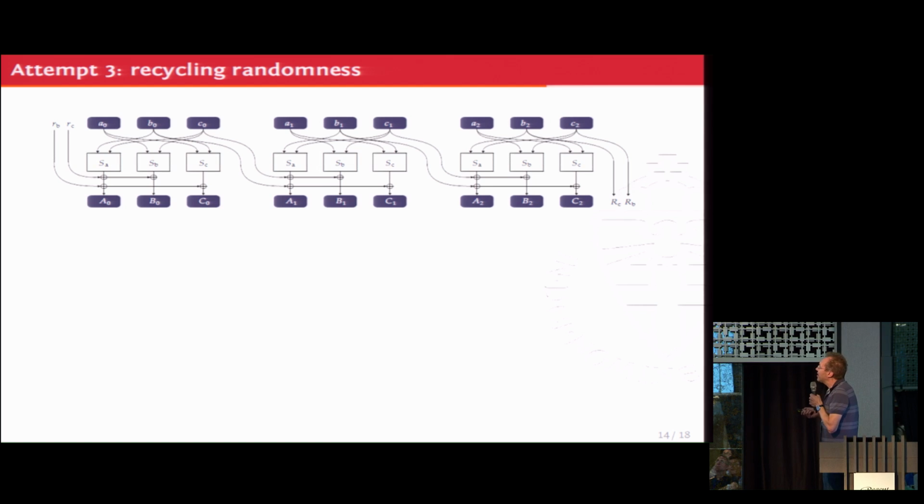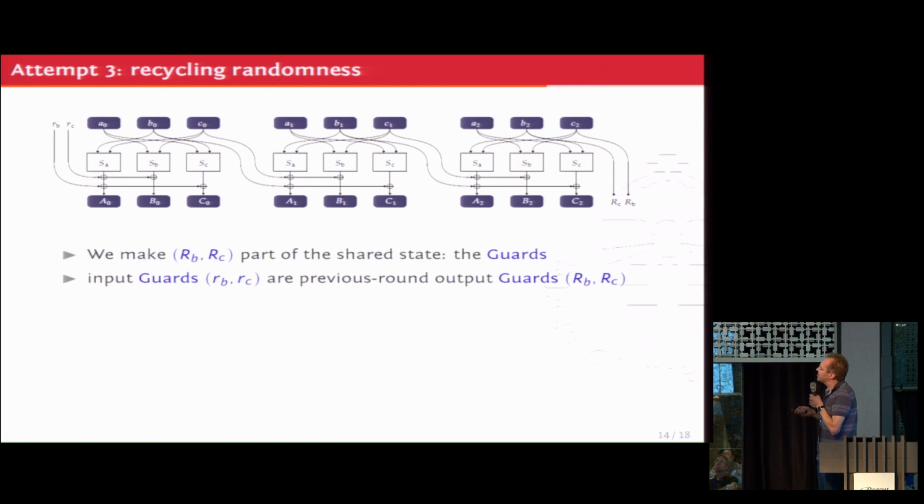Okay, so then finally, at some point I thought, we can do this. And it's very simple. Instead of recycling or throwing away these two, we make it part of the state. We make it part of the shared state. So we consider this an extension of share B and share C. And we call this the guards. Whenever we do a round, we do a nonlinear layer, we take these values we still have lying around here at inputs, and that's what I call the change of the guards. So that's where the title comes from.